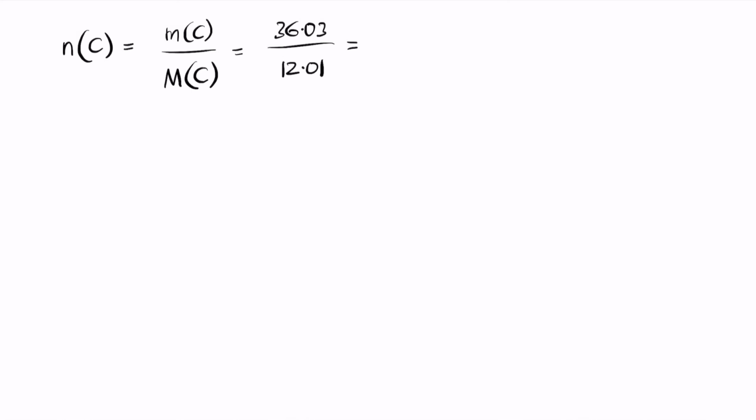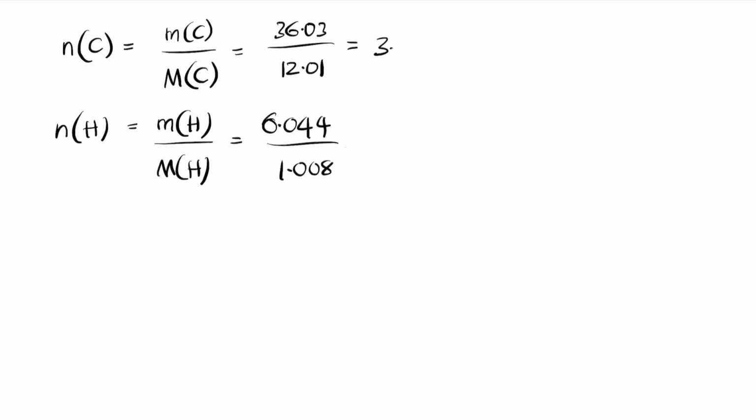So 36.03 over 12.01 gives you a value of 3. So this is the number of moles of carbon. Next, number of moles of hydrogen is the mass of hydrogen by the molar mass of hydrogen. So the mass of hydrogen is 6.044 divided by 1.008. So that gives you a value of 5.996, which is nearly equal to 6.